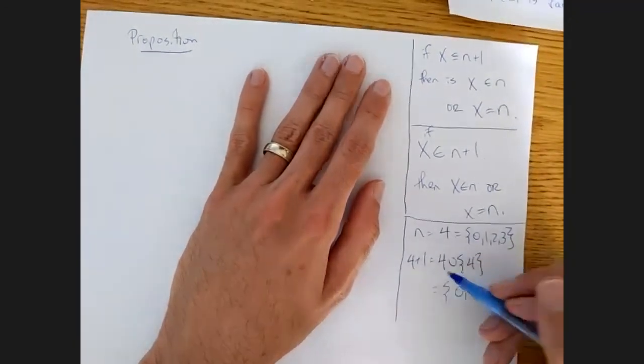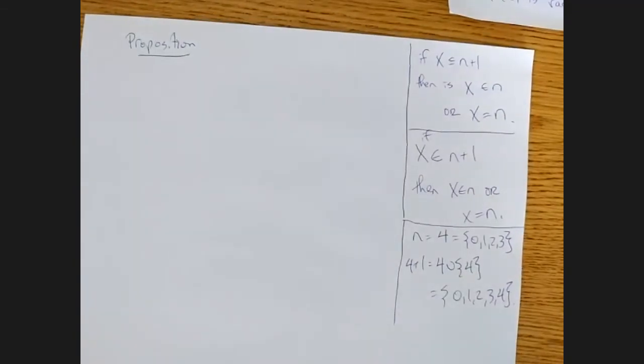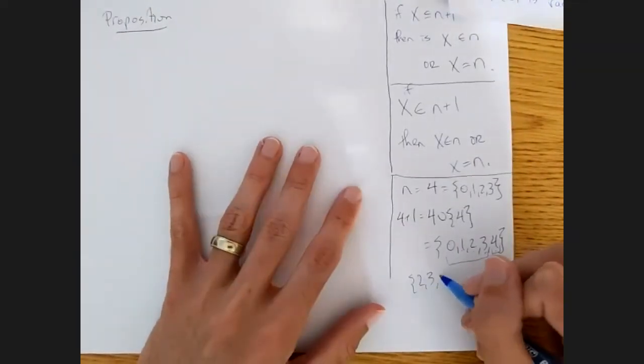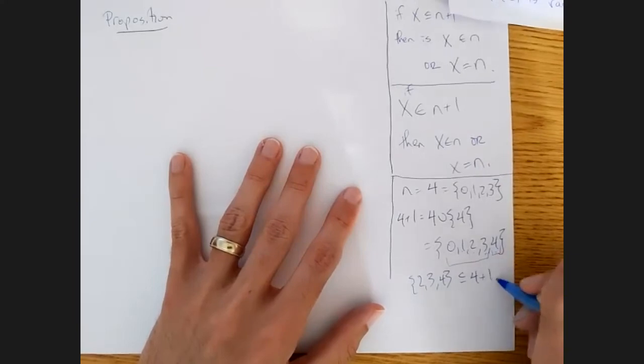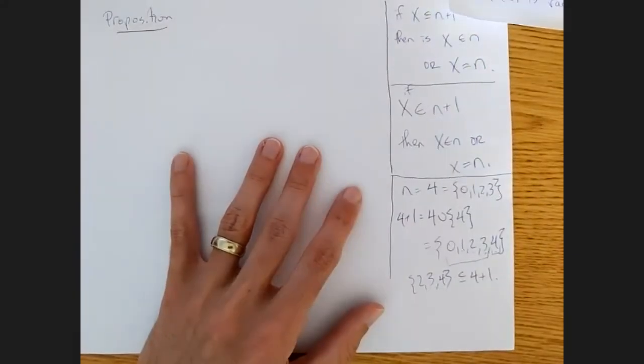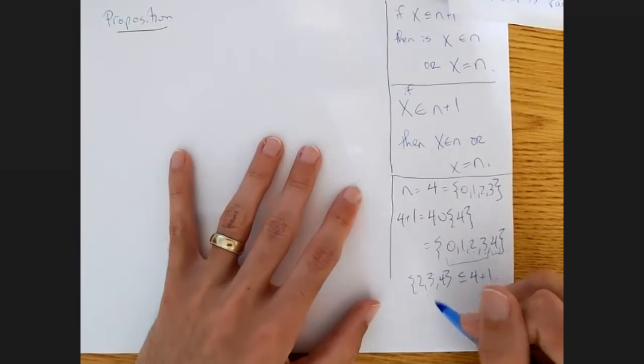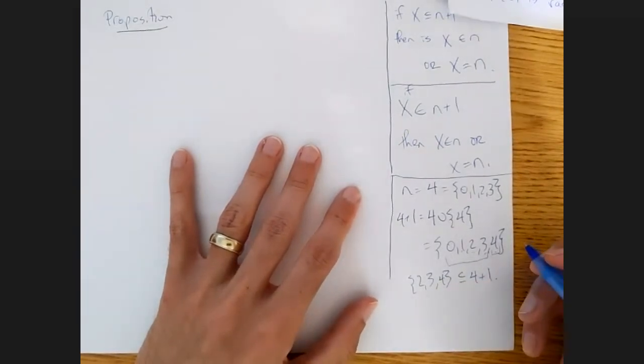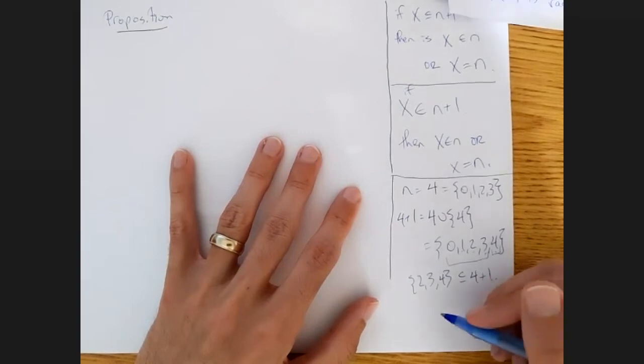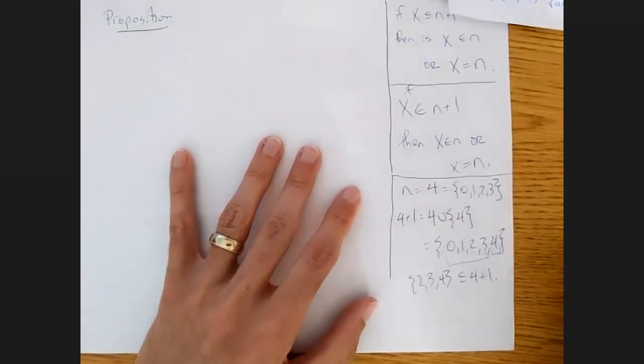In other words, 4 plus 1 is just 5. Now you see the elements of 4 plus 1 are 0, 1, 2, 3. An element of 4 plus 1 is either equal to 4 or an element of 4. On the other hand, you can have a subset, like there are lots and lots of subsets of 4 plus 1, say 2, 3, 4. This is a subset of 4 plus 1. This is not a natural number, but the lemma tells us that the cardinality of this set has to be less than 5.